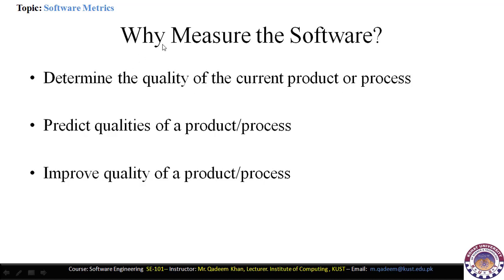Now, why do we perform the measurement? We perform the measurement to determine the quality of the current product or the process. When we have to measure the quality, which means the standards and the satisfaction of the customers, then we perform the measurement. It also predicts the qualities of the product and process, that is, the product quality and also the process that is used to develop the product. The quality of these two entities is measured. Not only does it predict the quality, it also improves the quality of the product and process.